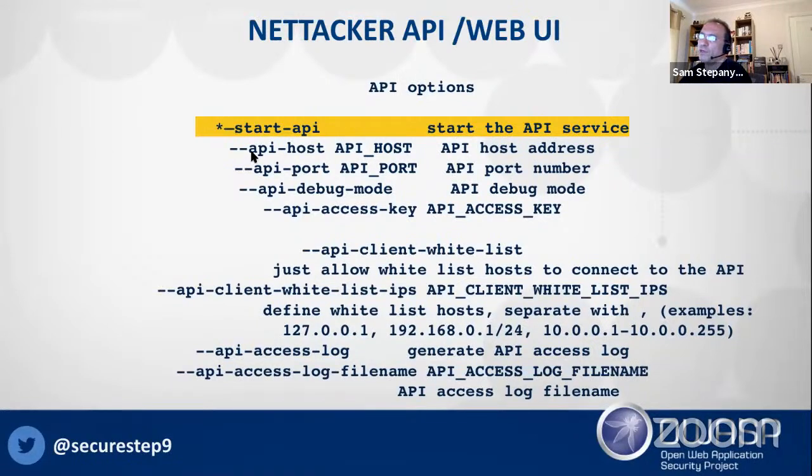You can configure the API host and API port parameters. By default, Nettacker will run on 127.0.0.1 and the port will be 5000. And you can also define an API access key. If you don't define an access key for your API, Nettacker will randomly generate one. And you can have some other options. For example, you can define a whitelist, how to connect to it. And let me show you how it works.